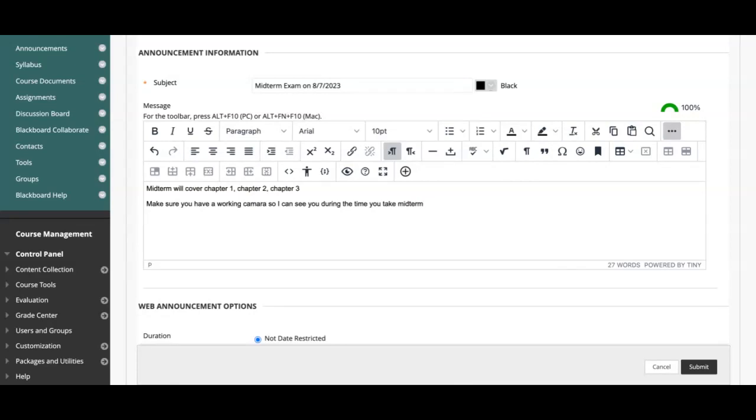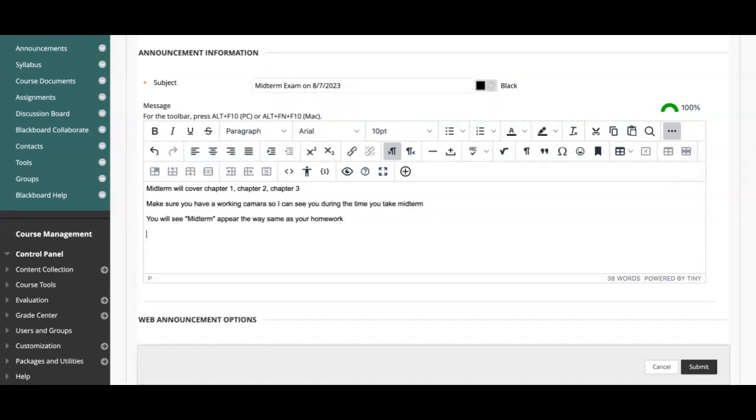Right? And yeah, you will see the midterm appear the same way as your homework. Submit.